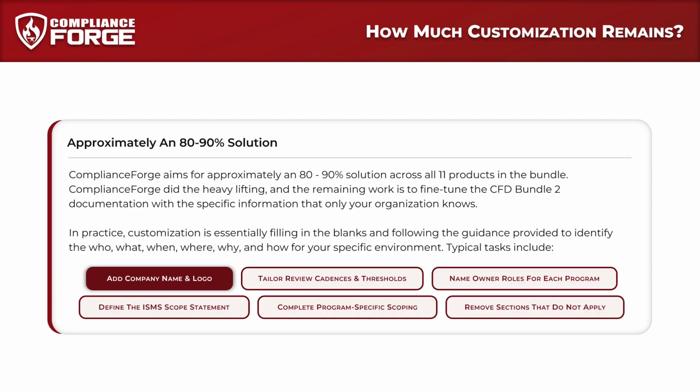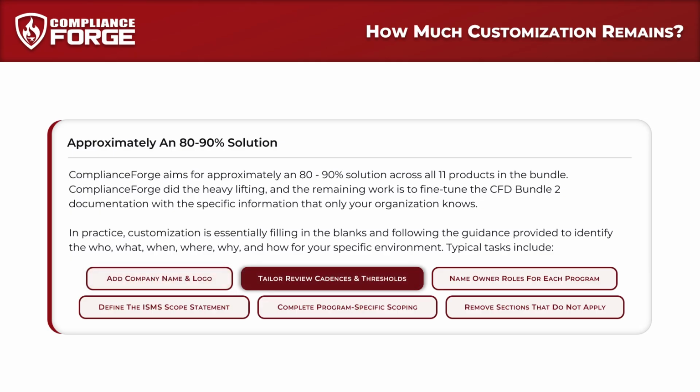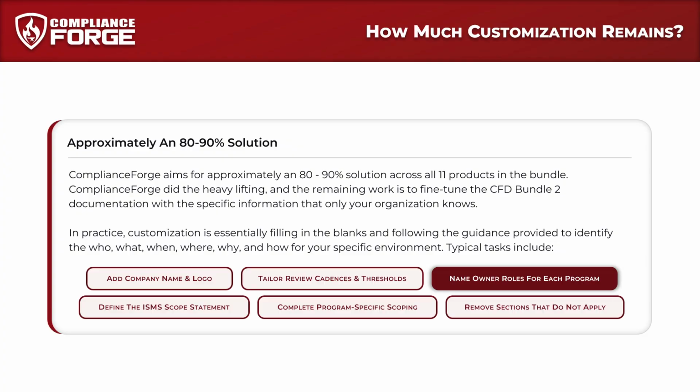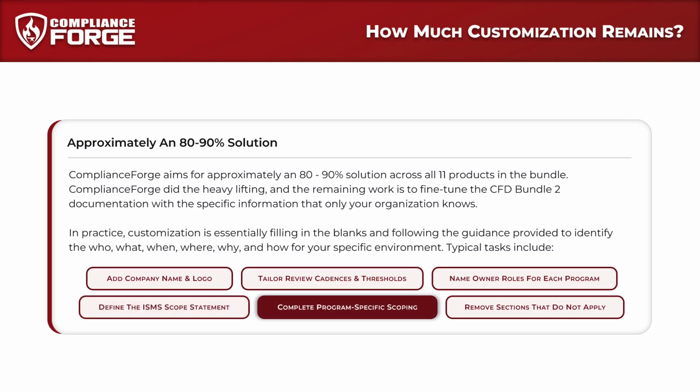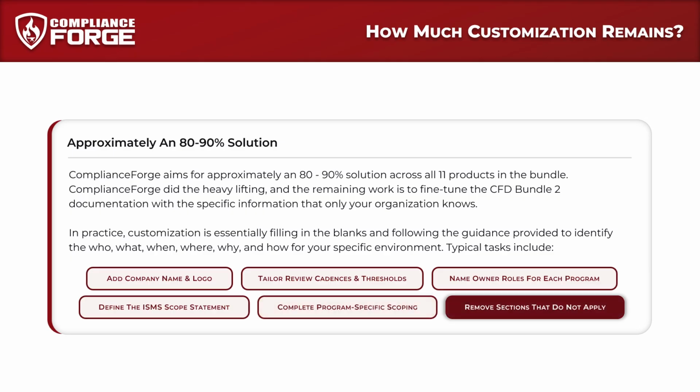Adding your company name and logo, which is applied automatically to all documents. Tailoring parameters, such as review cadences and thresholds. Naming specific owner roles for each program. Defining the ISMS scope statement. Completing program-specific scoping. Recovery point and recovery time objectives in the COOP. Severity tiers in the IIRP. And patching service level agreements in the VPMP. And removing sections that do not apply to your organization.